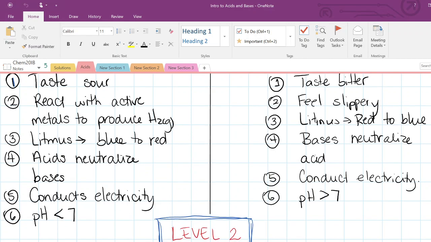They feel slippery. They turn red litmus paper to blue. Bases will neutralize acids. They are also conductive, and bases have a pH above 7. Okay, so those are all the empirical properties that you guys are required to know.